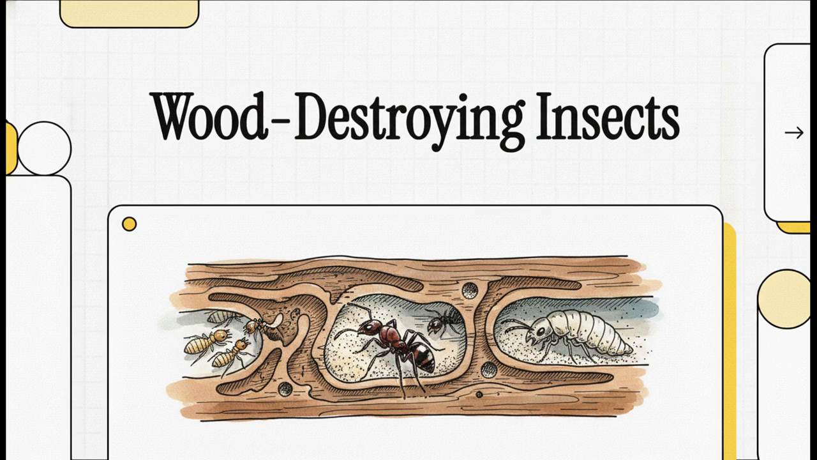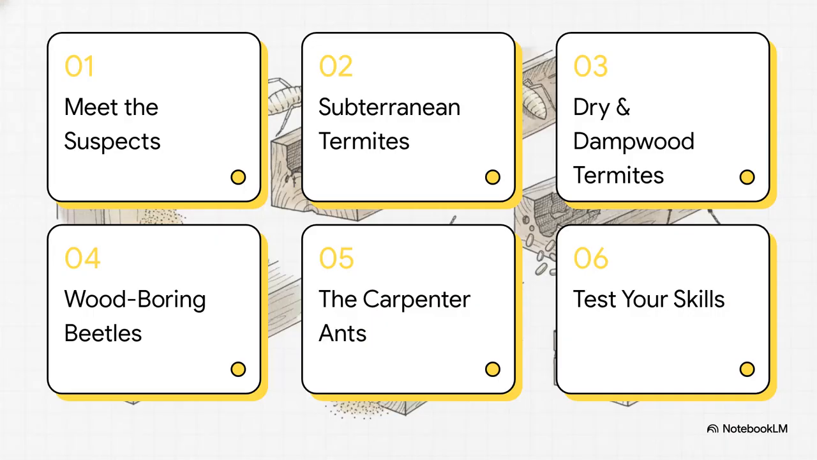But by the end of our time together, you are going to know exactly how to read a piece of damaged wood the same way a crime scene investigator reads a fingerprint. Here is our suspect lineup for today. First, we'll meet the suspects. 2. Subterranean and Formosan termites. 3. Drywood and dampwood termites. 4. The wood-boring beetles. 5. The carpenter ants. And finally, 6. We'll test your detective skills.